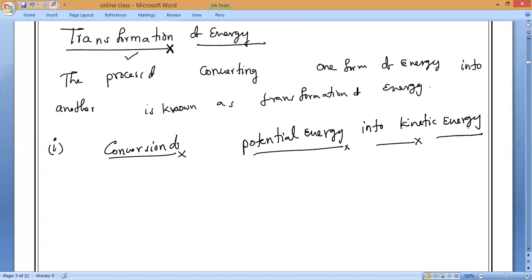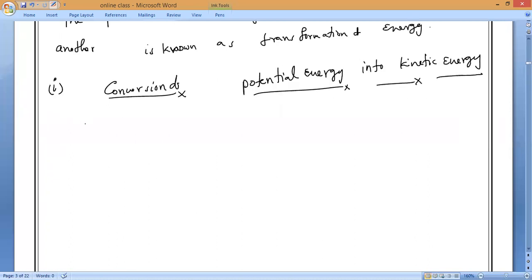Now, let me give you the best example. Mr. Omar is standing, a very tall person, and he has a ball in his hand. Tell me, what is the energy possessed by this body? He is holding it at the top, above the ground. What is the energy possessed by this body? Potential energy, because it is above the ground.